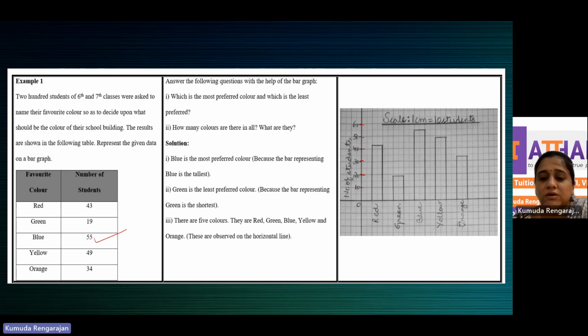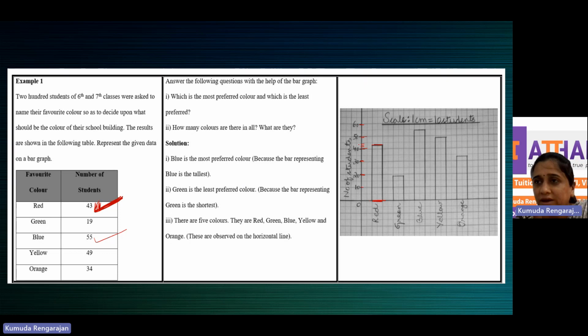Now, you decide the thickness of your rectangle. I have taken this thickness, and you must go up. Red should go up to a height of 43 units. So how do you count 43? Between 40 and 50, 41, 42, 43. That should be the height of the first rectangle.